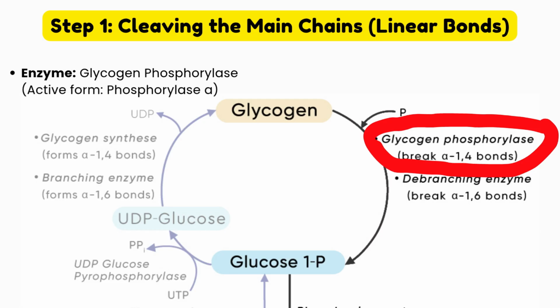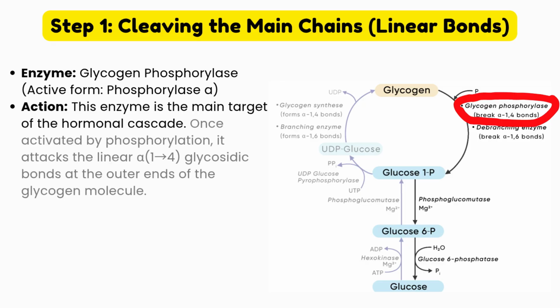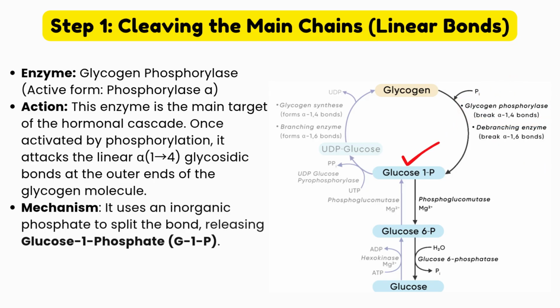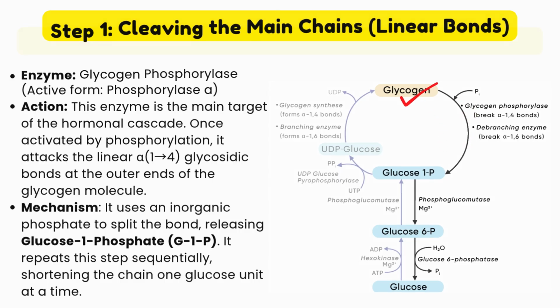Its active form is phosphorylase a. Action: this enzyme is the main target of the hormonal cascade. Once activated by phosphorylation, it attacks the linear alpha-1,4 glycosidic bonds at the outer ends of the glycogen molecule. Mechanism: it uses an inorganic phosphate to split the bond, releasing glucose 1-phosphate. It repeats this step sequentially, shortening the chain one glucose unit at a time.